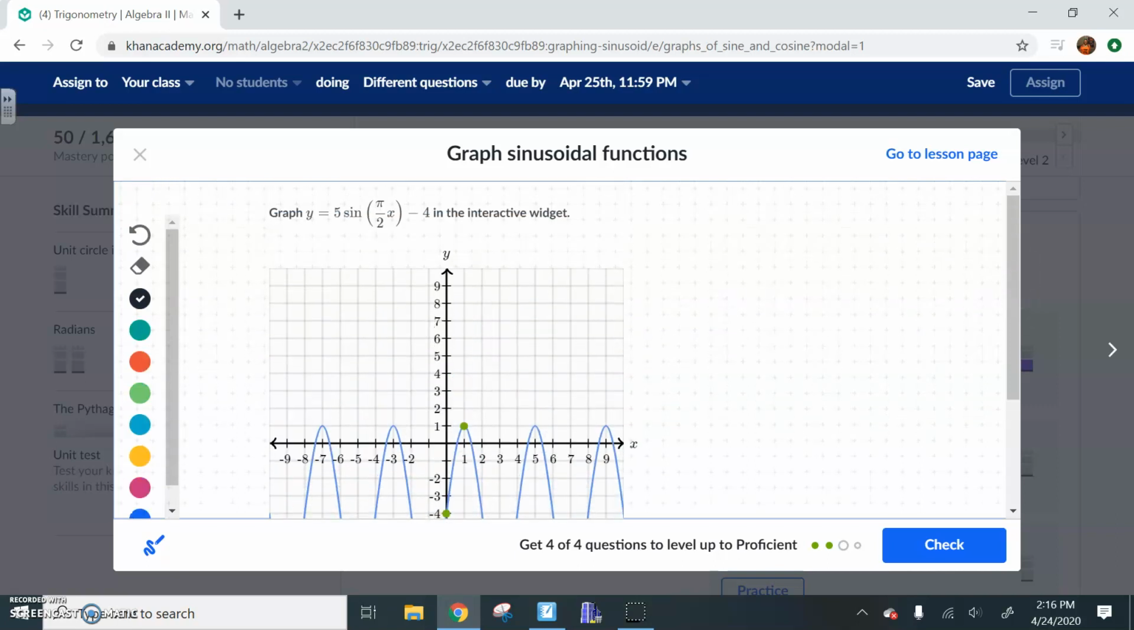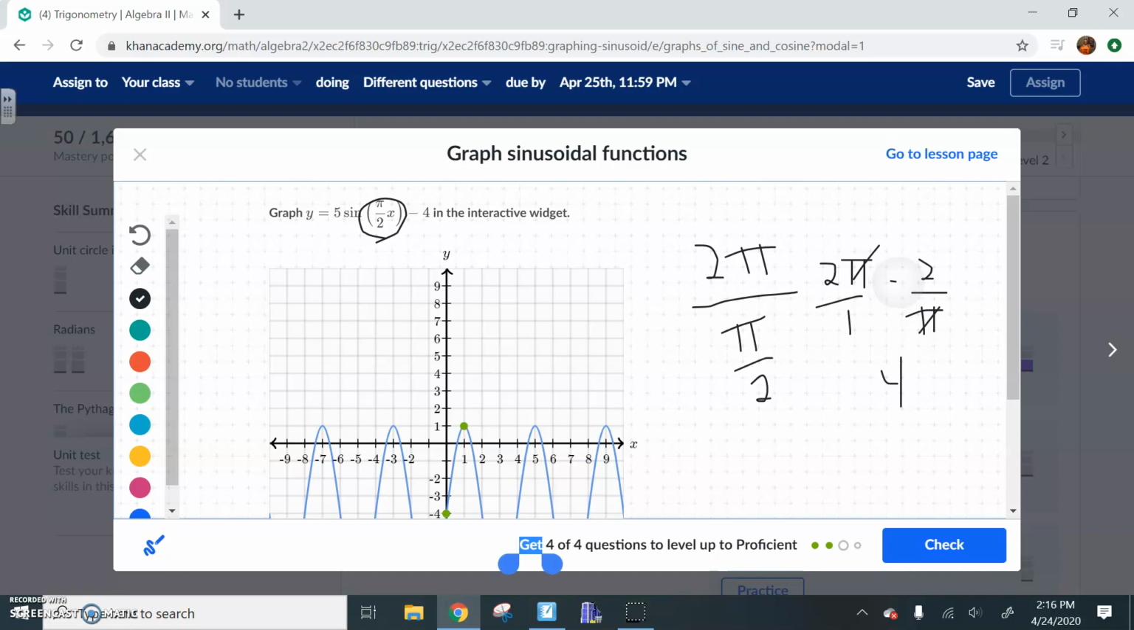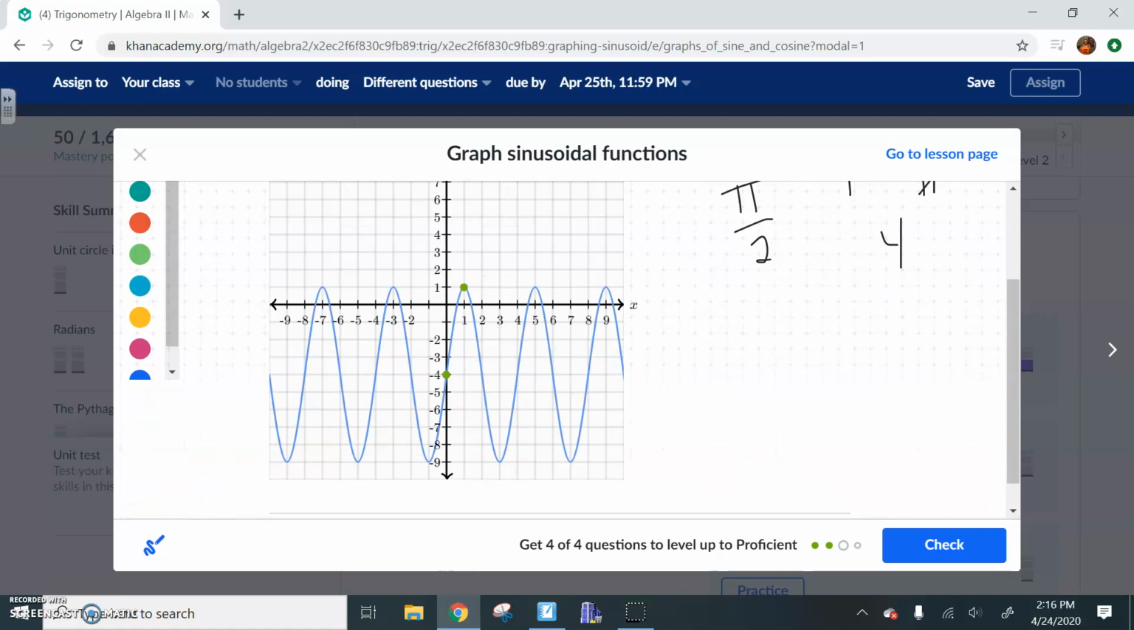Now I have to figure out the period. How is it stretched out, or is it close together? We want 2 pi over b, which is pi over 2. We'll keep, change, flip, so 2 pi times 2 over pi. The pi's cancel out and we're left with 4. That should be a multiplication sign. So it's going to take 4 to complete one cycle. It's going up, down, and then back. So that should be 4.